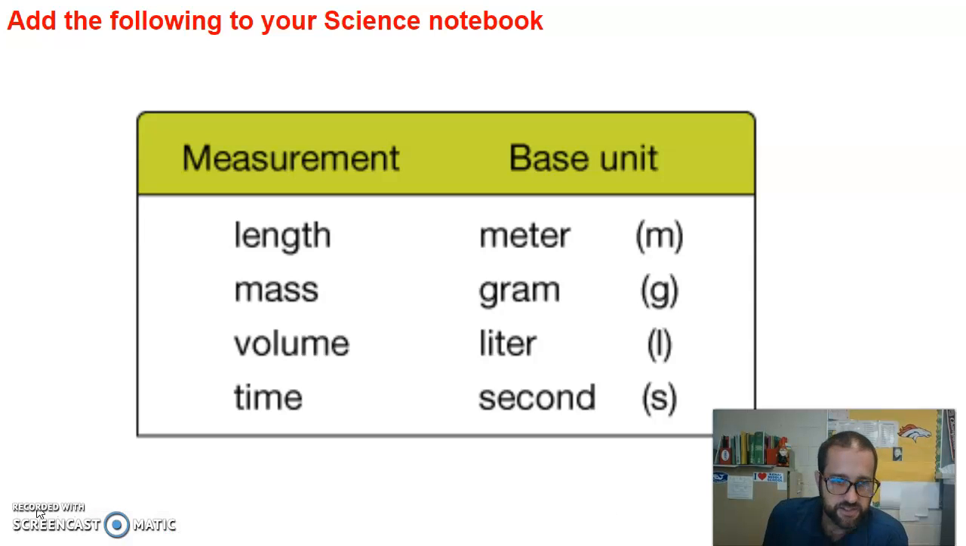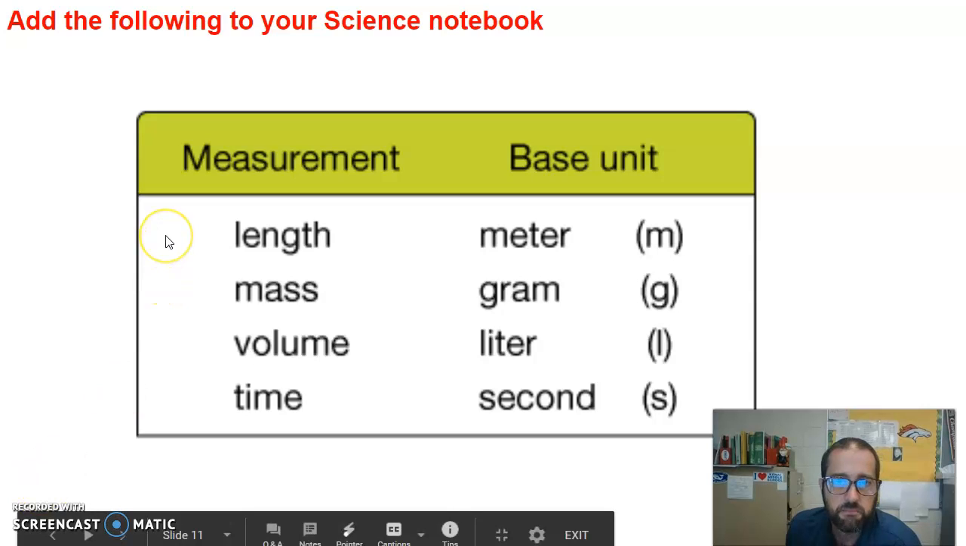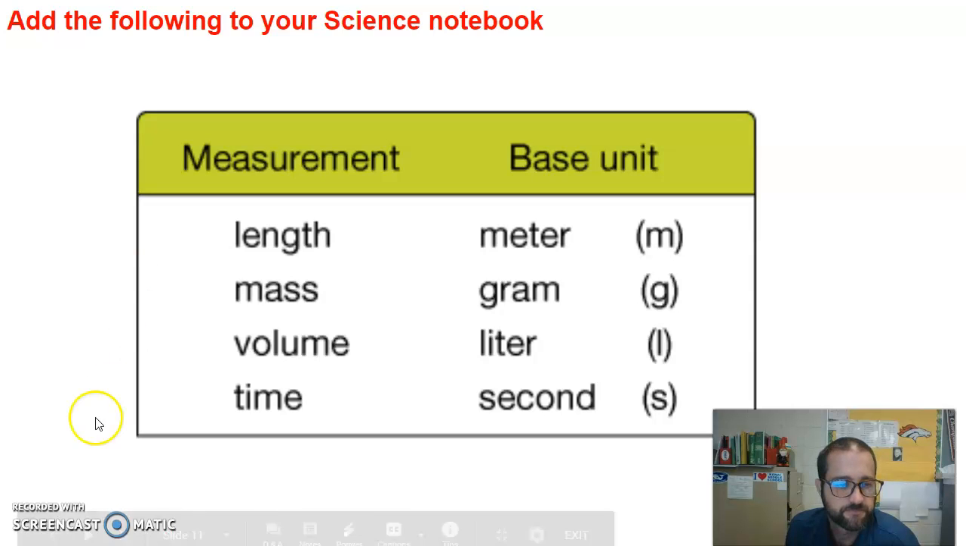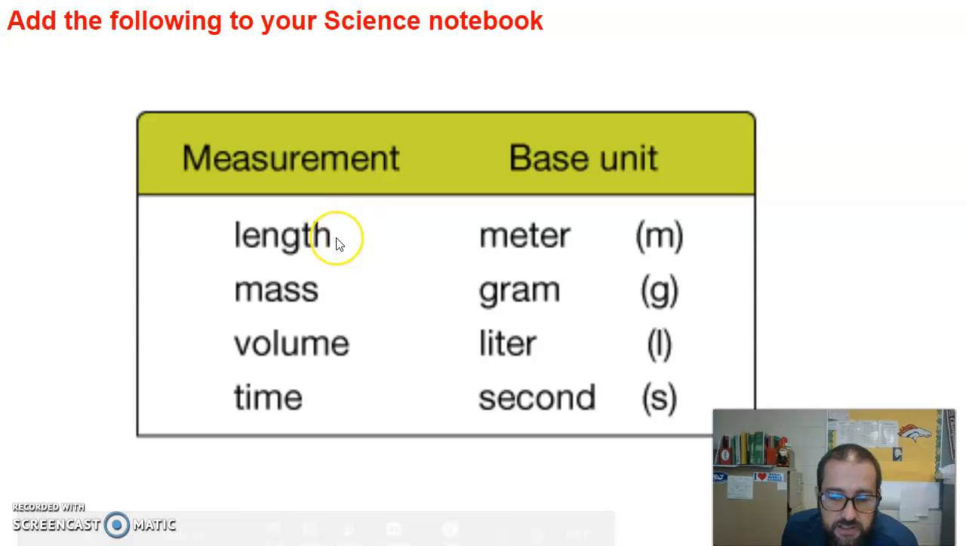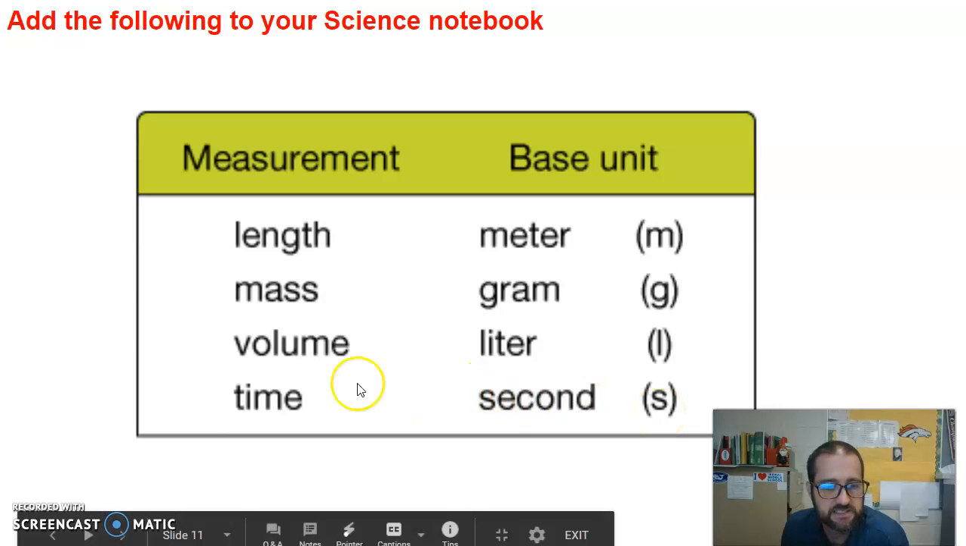Okay, so let's take a look at some basic units for the metric system. If we are going to measure a length, and if you wanted, you could add the word distance in right here. Some people like the word distance instead of length. That's up to you. So length, the base unit is the meter. The symbol is a lowercase m. If we're going to measure mass, that's going to be in a gram. It's a lowercase g. Volume is going to be in liters. That's an L. Time is going to be in seconds, and that is an s.